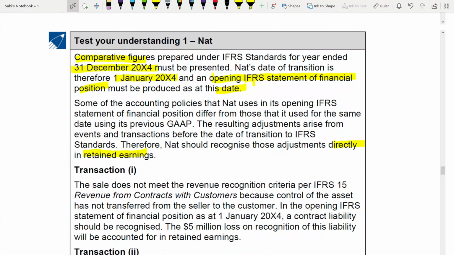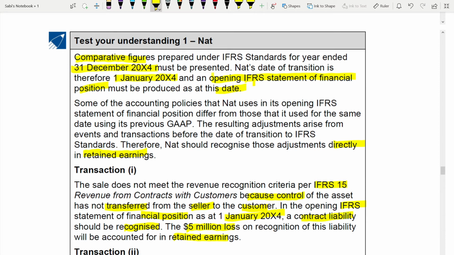So the sale does not meet the revenue recognition under IFRS 15. Why? Because control of the asset has not been transferred from the seller to the customer. So in the opening IFRS statement of financial position as of 31st Jan 2004, a contract liability should be recognized. It's a contract liability. And the 5 million loss on recognition of this liability should be accounted for in retained earnings. It's a loss, so it will go in the retained earnings.